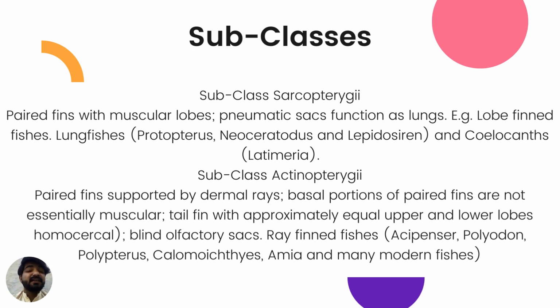And next is subclass Actinopterygii. They have paired fins supported by dermal rays. The basal portions of paired fins are not essentially muscular. The tail fin has approximately equal upper and lower lobes, meaning they are almost equal in size, similar above and below. And they also possess blind olfactory sacs like the other ones. Ray-finned fishes like Acipenser, Polyodon, Polypterus, Calamoichthys, Amia, and many other modern fishes are included in the subclass Actinopterygii, and the most evolved fishes now occur in this subclass.